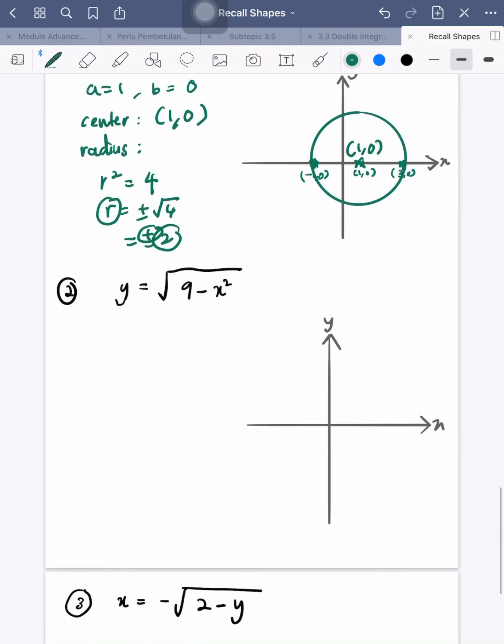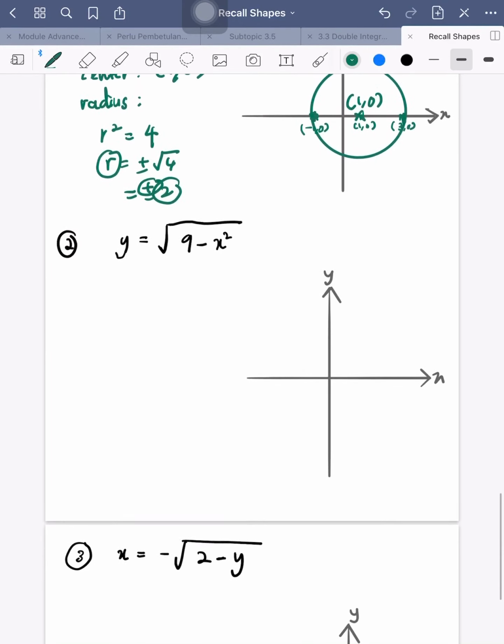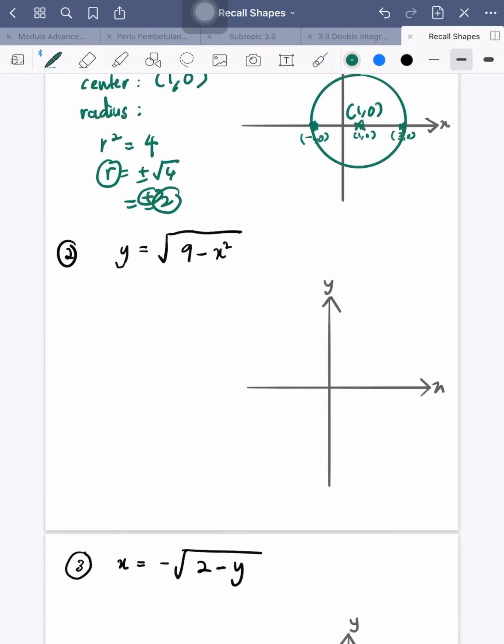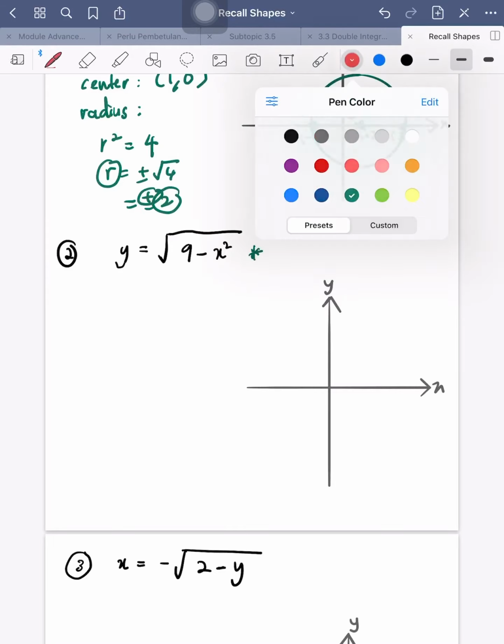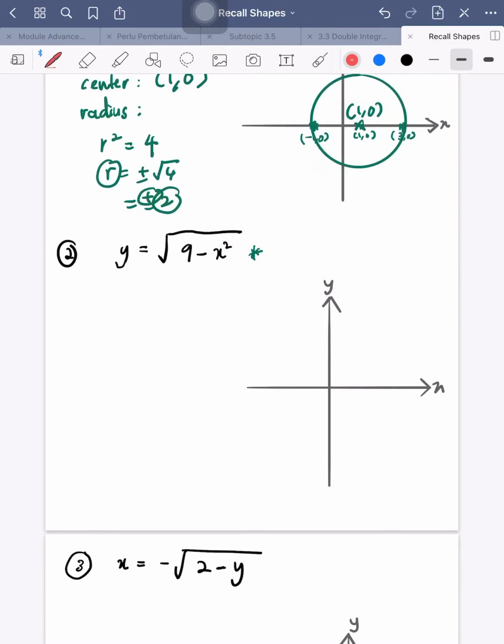Okay, next for the square root, how to sketch the square root. To sketch it, first determine the shape. What is the full shape of this one? Is it a circle or is it a parabola? To determine the full shape, I rearrange the equation. It becomes y squared equals 9 minus x squared. So if I rearrange, I get x squared plus y squared equals 9. Oh, this one is a circle.